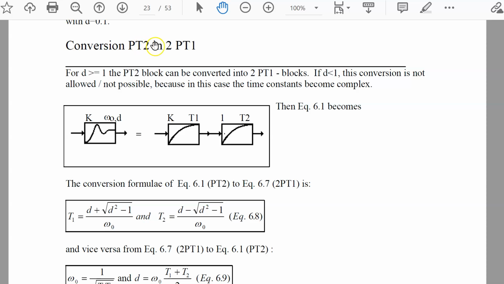The PT2 pages in the workbook give the answer. Go to page 23. Here you see the conversion using the parameters of a PT2, and then the K is the same, in our case 1, and T1 and T2 can be calculated with these two equations. T1, T2 is d plus or minus square root of d squared minus 1, in the numerator, over omega naught. In our case d is 1, so the square root is 0. So we have 1 divided by omega naught, and plus or minus 0 means T1 and T2 have the same value.